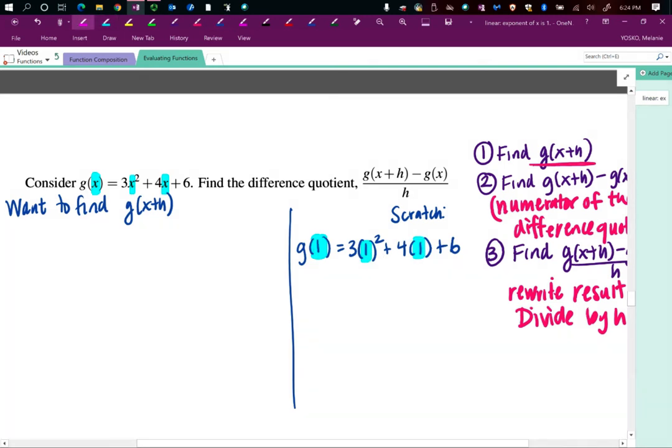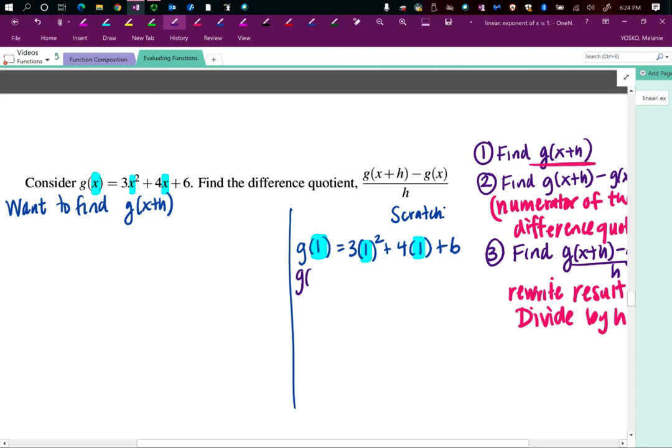G of 1 is 3 times 1 squared plus 4 times 1 plus 6. Because this function says take my input, square it and multiply by 3, and then add 4 times that input and add 6. Okay, the input's 1. That wasn't so bad.